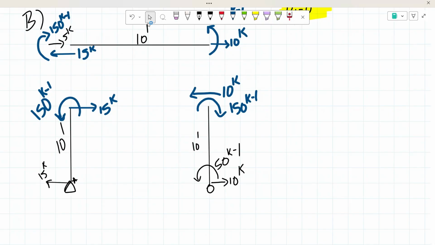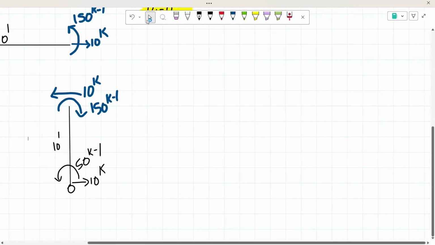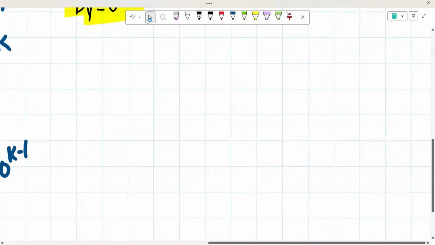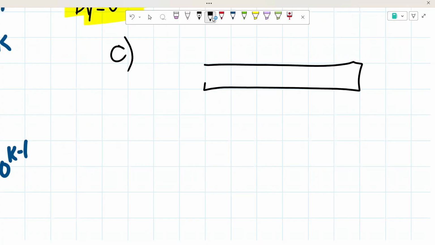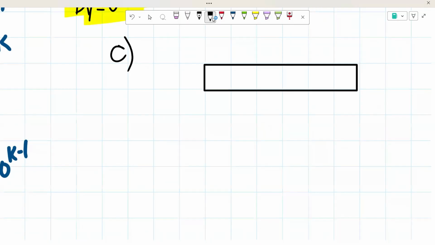So the last thing that we have to do is draw the shear and bending moment diagrams for beam BC, which is this beam right here. So we're going to go ahead and do that. We're going to start off by drawing beam BC. So this is for part C. We have our beam BC, and we're going to be drawing out the forces that we found previously, our member end forces.